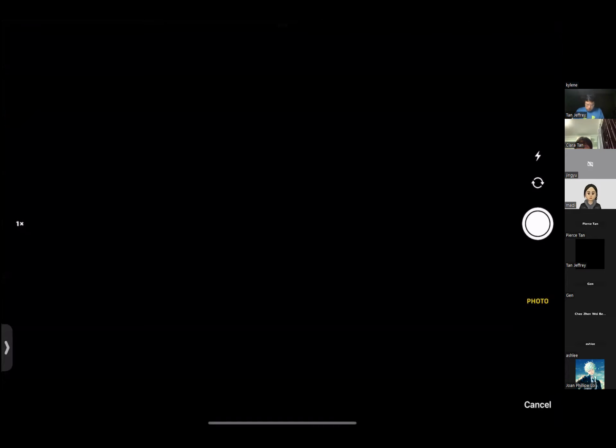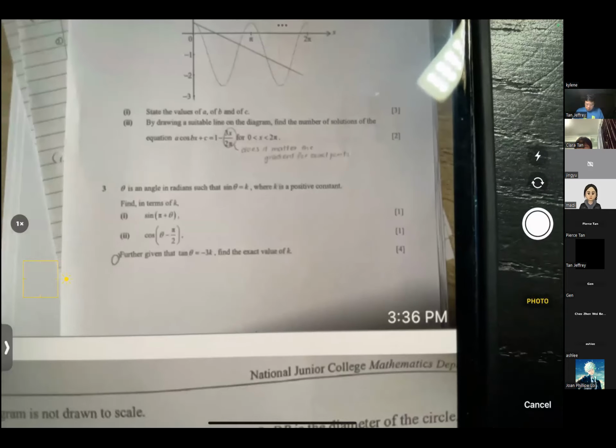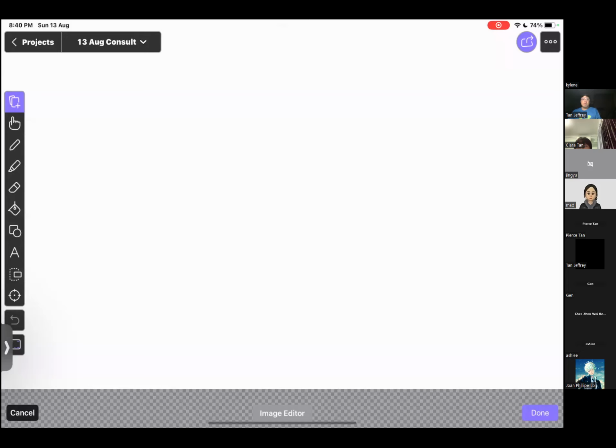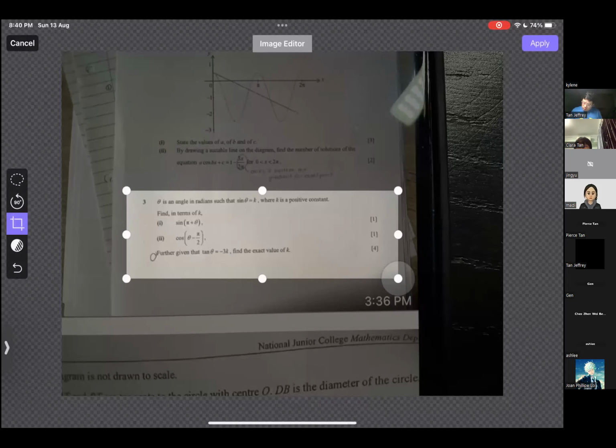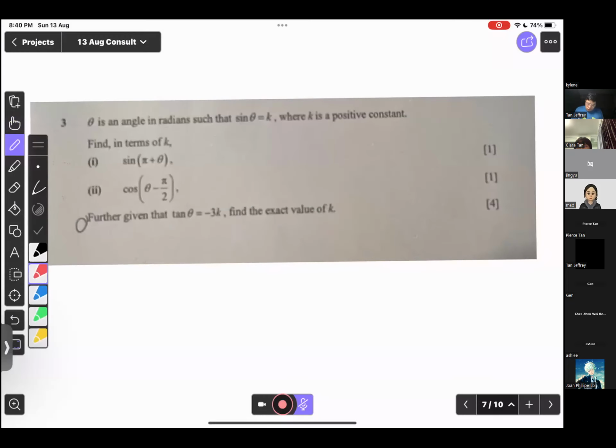So this is time prep 1, question 3. Okay, what is bothering you for this question? Sine theta equals k. How's your progress for this question?